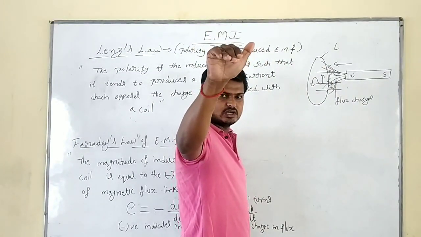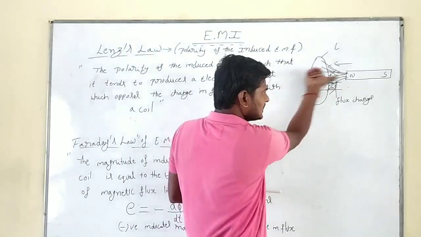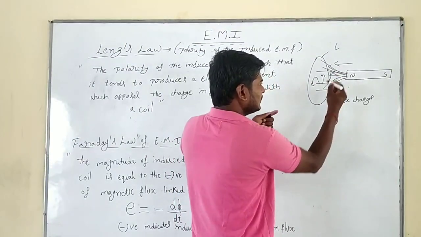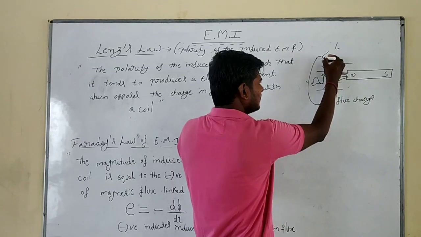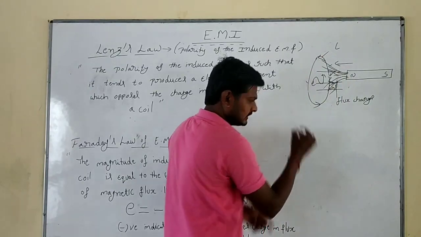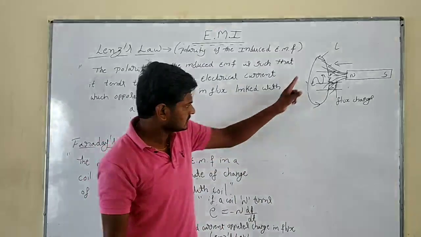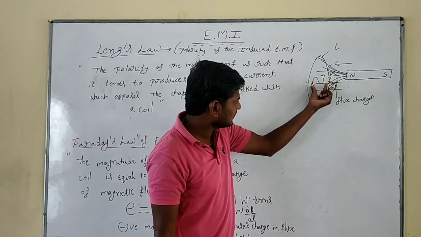The curled fingers give the direction of the current. Means, this is the direction of the magnetic field. Means, the current will be what? Anti-clockwise direction. The current will be what? Anti-clockwise direction. Simple thing, no? This is the change in flux. This is going to become north pole.